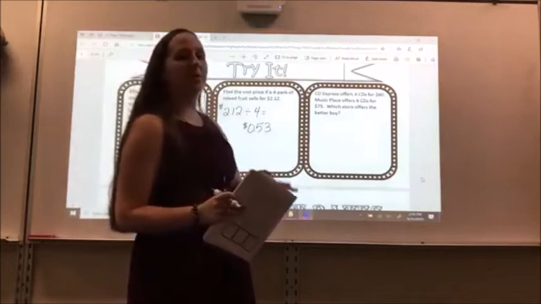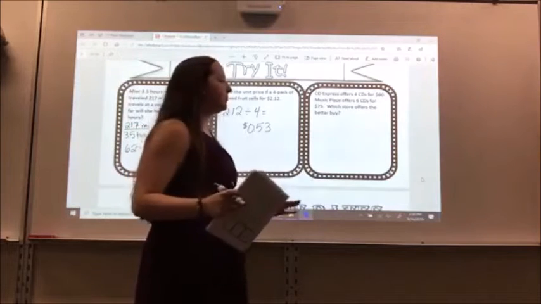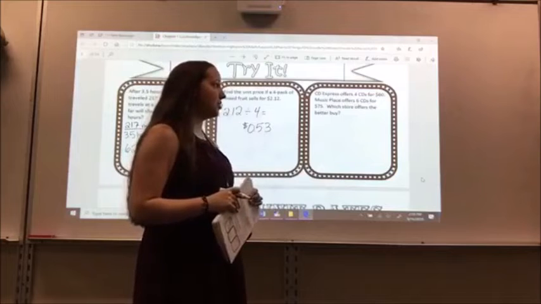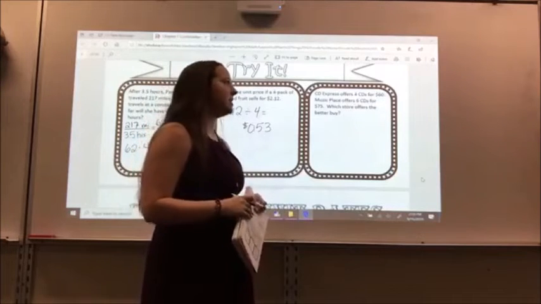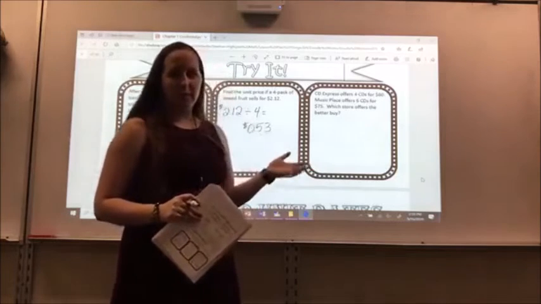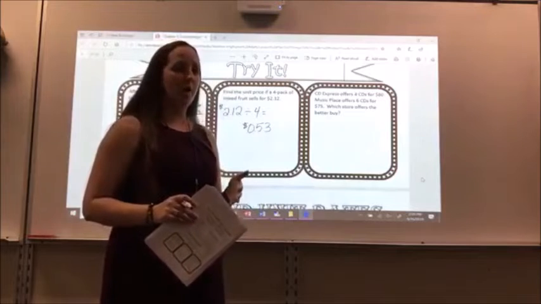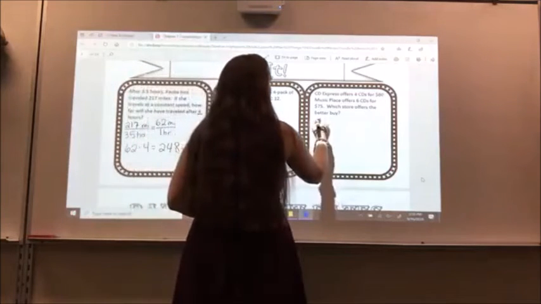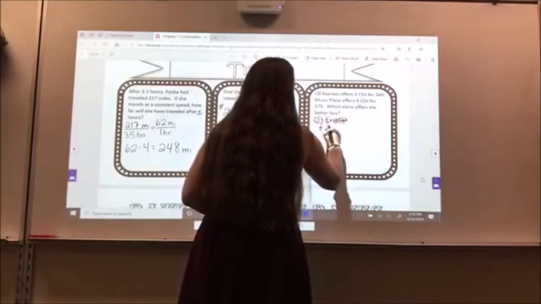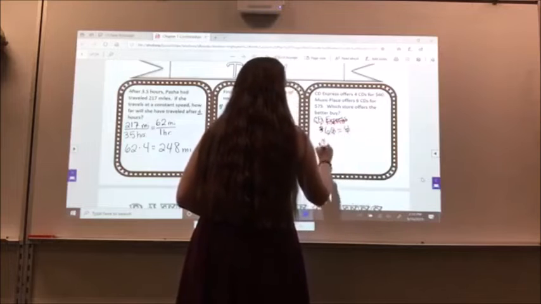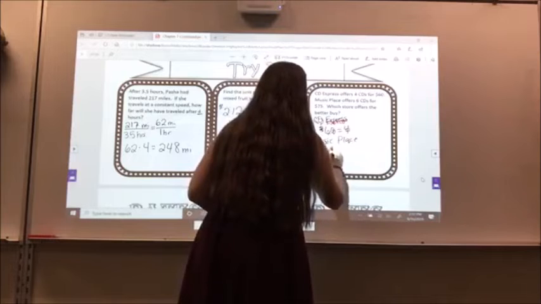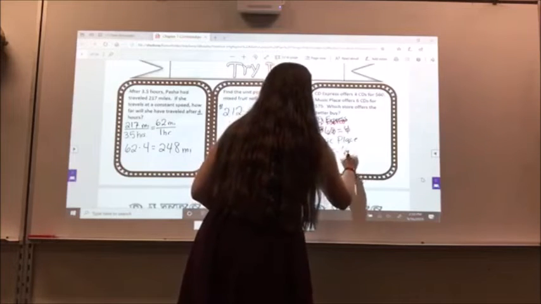Our last one is a little bit more complicated. It requires a little bit more time. It says CD Express offers 4 CDs for $60. Music Place offers 6 CDs for $75. Which store offers the best buy? Again, very similar to what we did with the dog food problem. You're going to take each one and divide it. So CD Express is $60 divided by 4, and Music Place is $75 divided by 6.